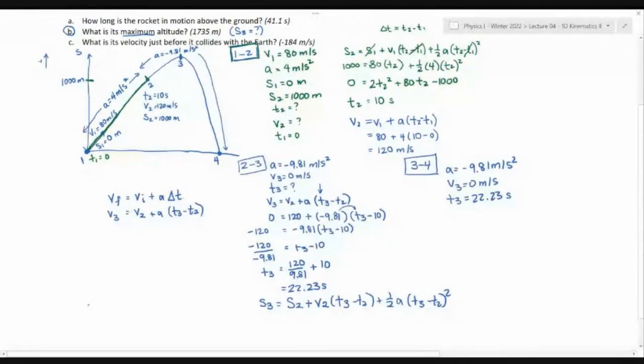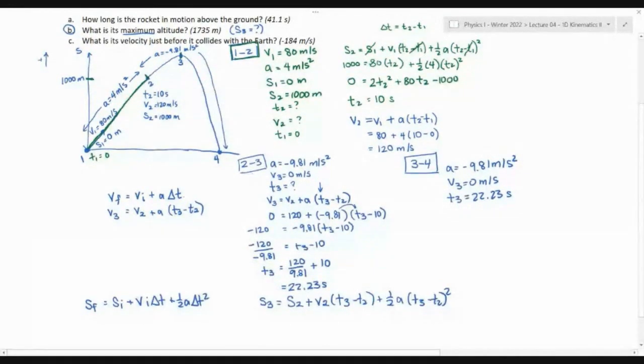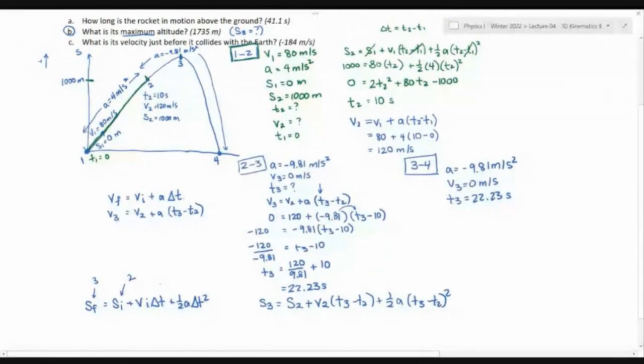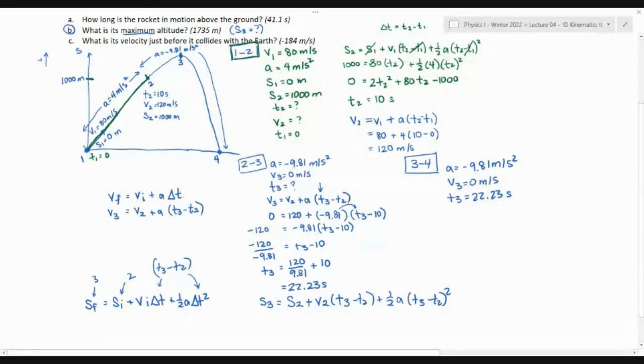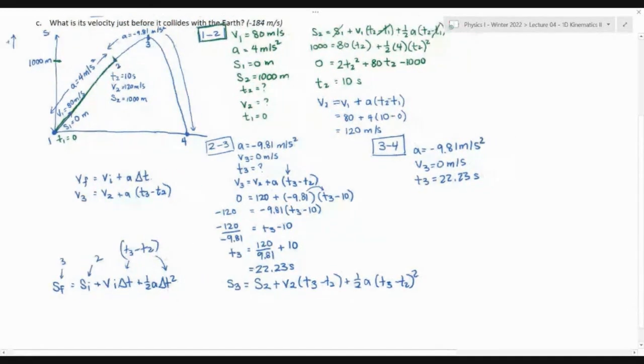I'll write it on the side. S final equals S initial plus V initial delta T plus 1/2 A delta T squared. Notice we're in 2 to 3, so that means final is 3 and initial is 2. And delta T means T3 minus T2. And same with this one. So delta always means the change. So delta T means the final time minus the initial time. So that's why it's always a minus and not a plus. Okay.